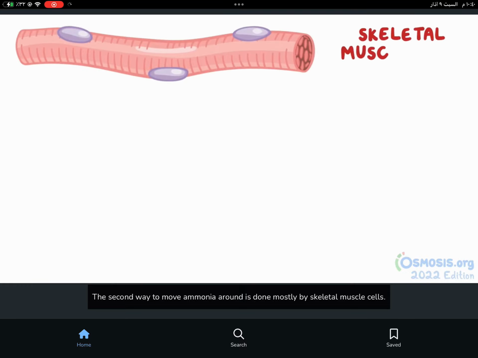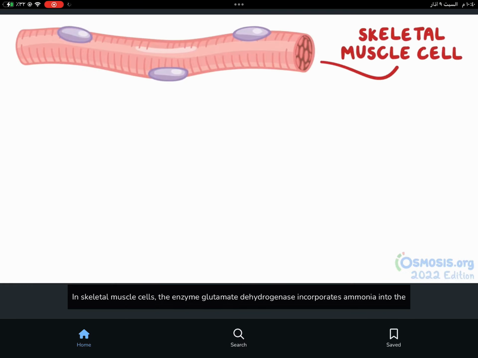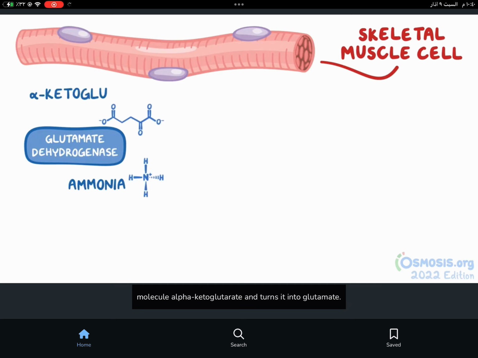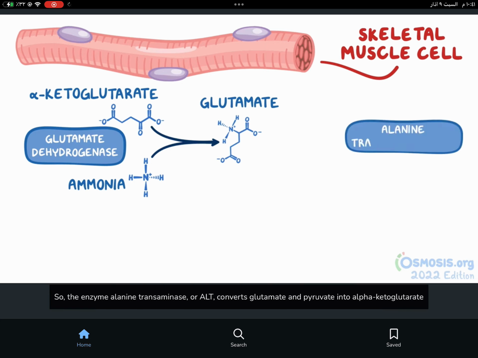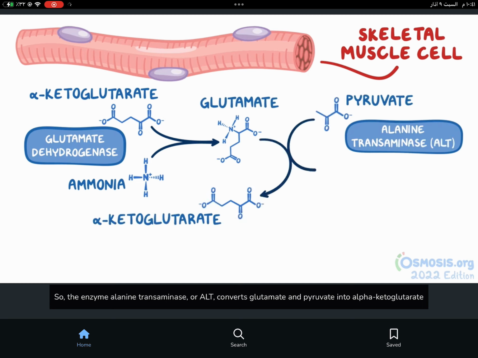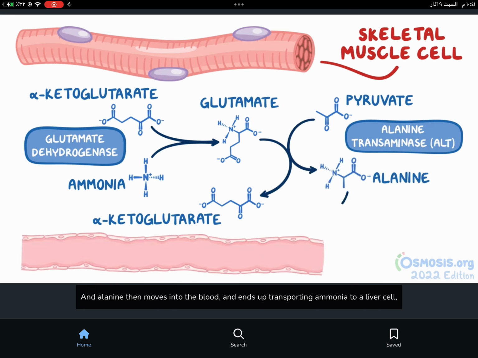The second way to move ammonia around is done mostly by skeletal muscle cells. In skeletal muscle cells, the enzyme glutamate dehydrogenase incorporates ammonia into the molecule alpha-ketoglutarate, and it turns into glutamate. But, unlike glutamine, glutamate can't leave the cell on its own. It needs to somehow give its ammonia to an amino acid that can leave the cell, and the one it chooses is alanine. So, the enzyme alanine transaminase, or ALT, converts glutamate and pyruvate into alpha-ketoglutarate and alanine. Alanine then moves into the blood and ends up transporting ammonia to a liver cell.